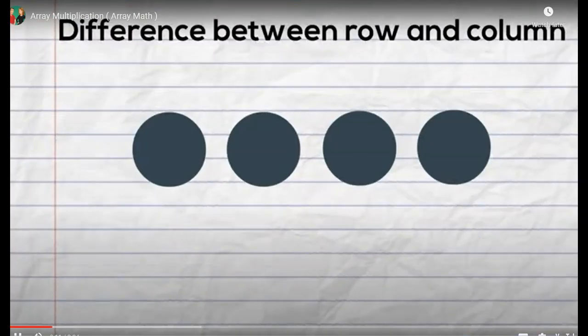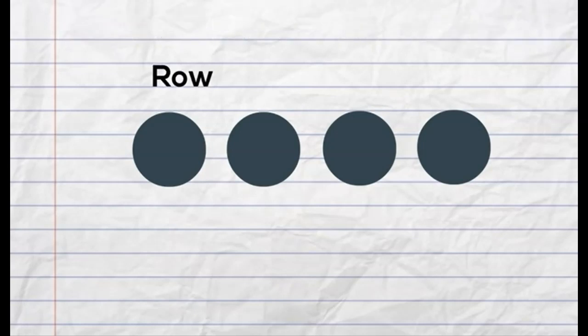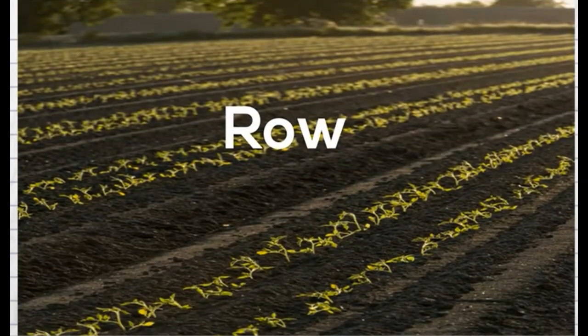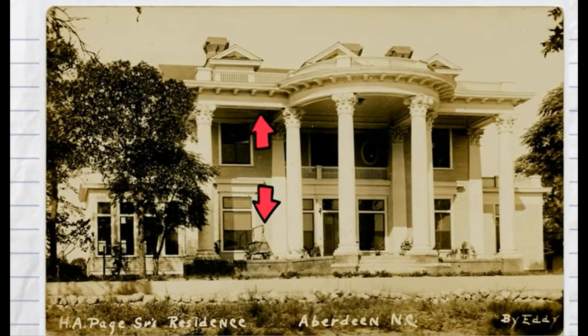First thing we need to know when learning how to multiply with an array is the difference between a row and a column. A row is horizontal and will move from left to right. Much like on a farm, the row is horizontal and moves from left to right. A column, on the other hand, goes up and down or vertical, much like the columns on a house go up and down or vertical.